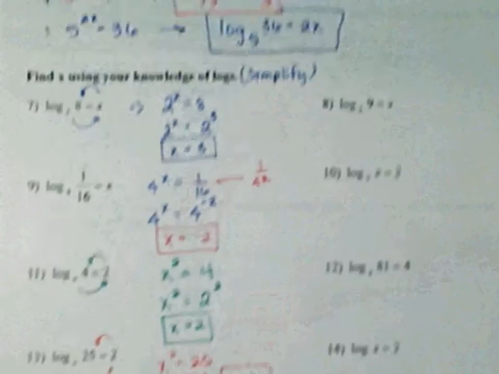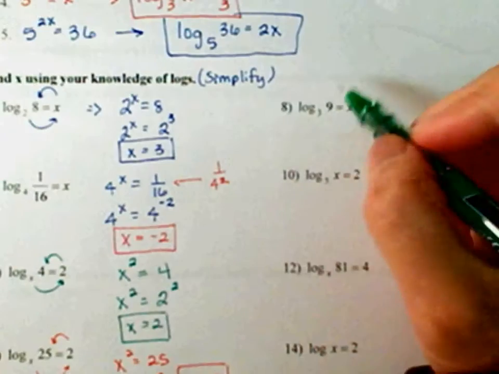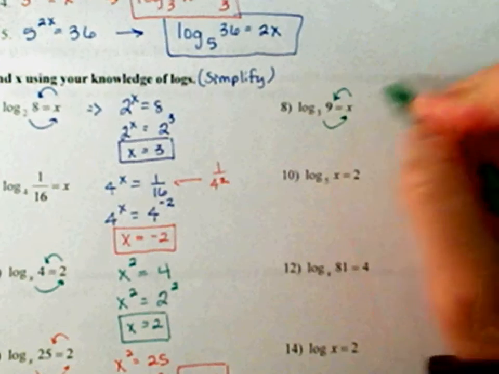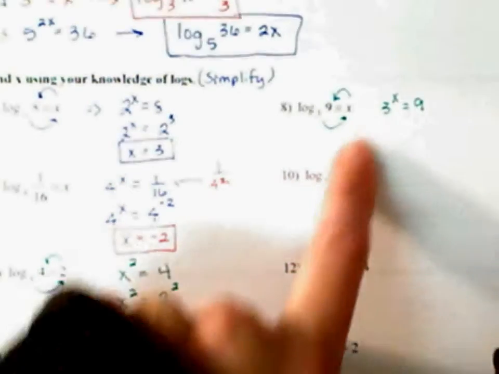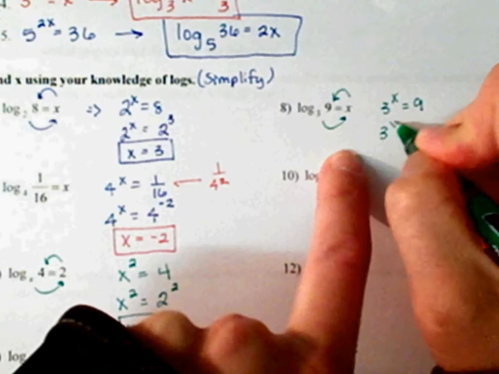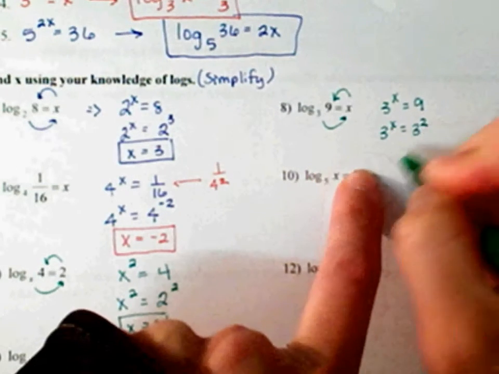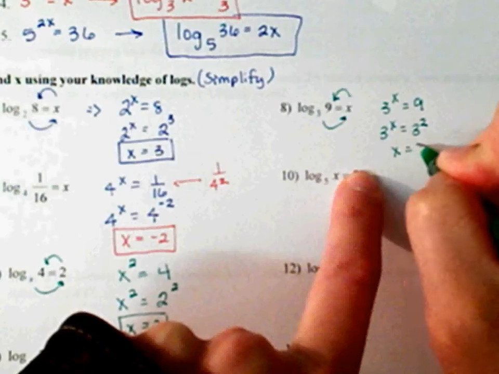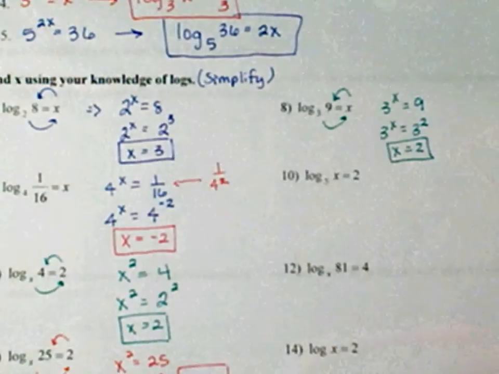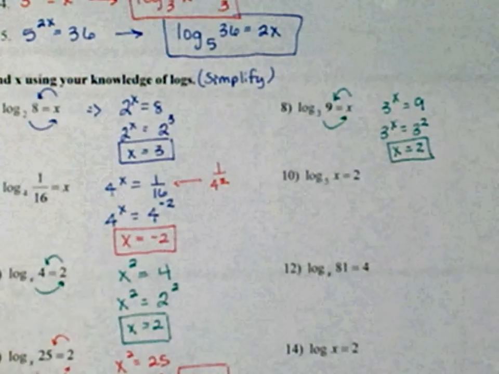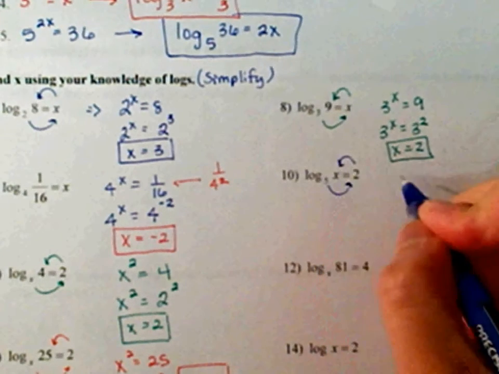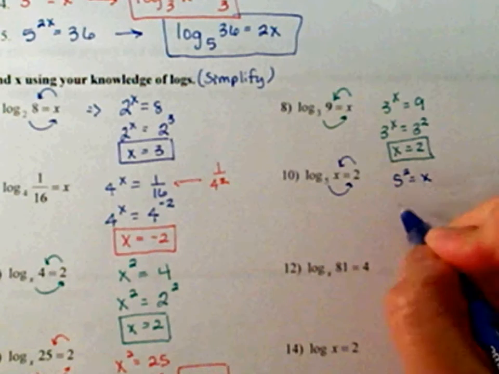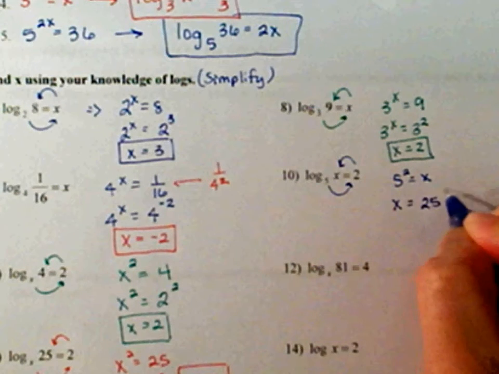Number 8. 3 to the x power is equal to 9. Do they have the same base? You better believe it. That's 3 squared. The base is the same, so x is equal to 2. Number 10. 5 squared is equal to x. Well, what is x equal to? 5 squared is 25.